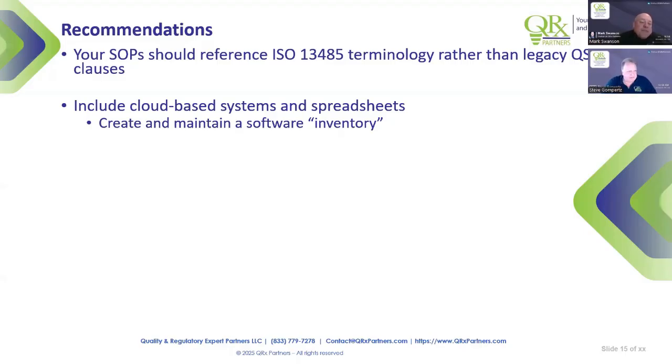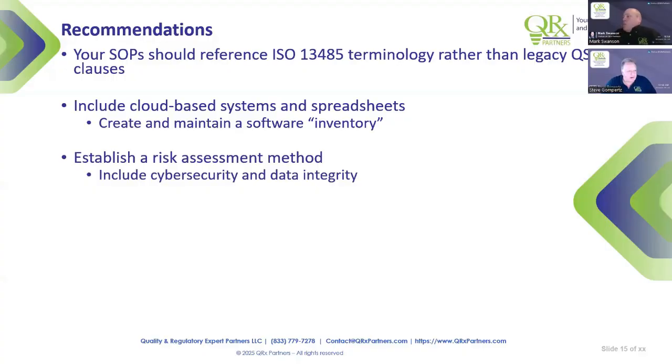Exactly. All right, next one: establish a risk assessment method. So what is that going to look like? What are those questions you're going to ask about software to gauge risk, and what is your scale? What are you going to call the different risk levels? And then what do those risk levels translate into in terms of assurance activity requirements? But remember, you've got to include things like cybersecurity and data integrity. I think we mentioned Part 11 again in a second here.